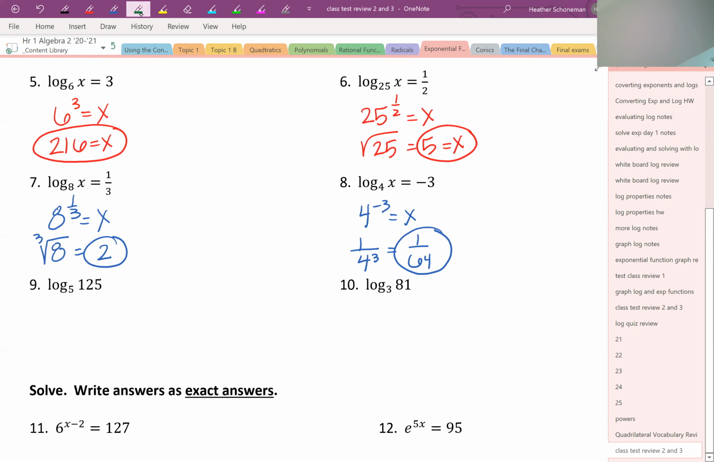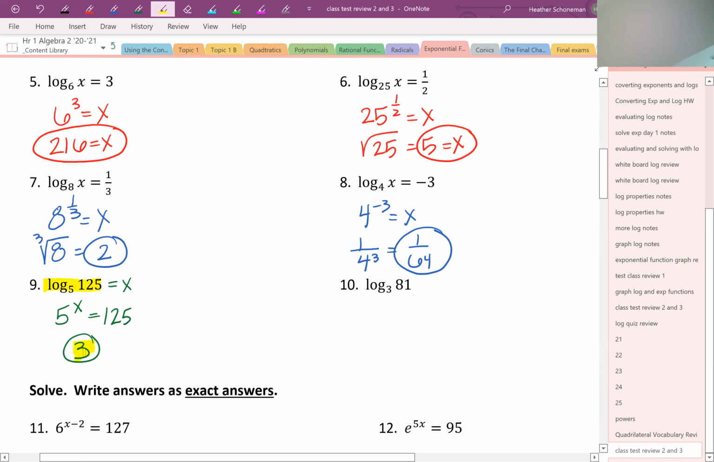Now, on the next two, we're not actually solving for x or solving for a variable. We're trying to figure out what the value is. And the way we can do it is to think of it as an exponent. So we have 5 to what power gives us 125? Well, that answer would be 3. So that means that this value here is equal to 3.